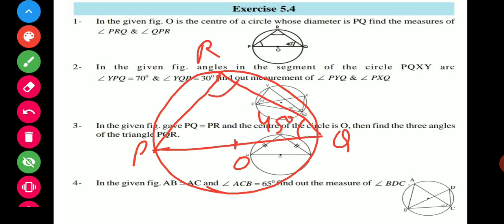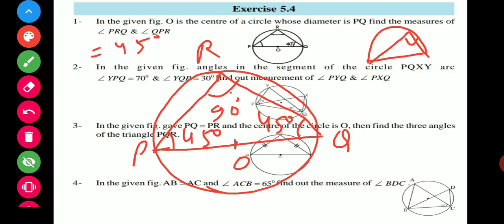As you know, this angle is 90 degree. Always remember, in a semicircle, any semicircle, the angle inside it is 90 degree. So this angle is 90 degree, this one is 45, so angle P is also 45 degree. So what will happen? Both the angles are 45 degrees, so you can write 45 degree.